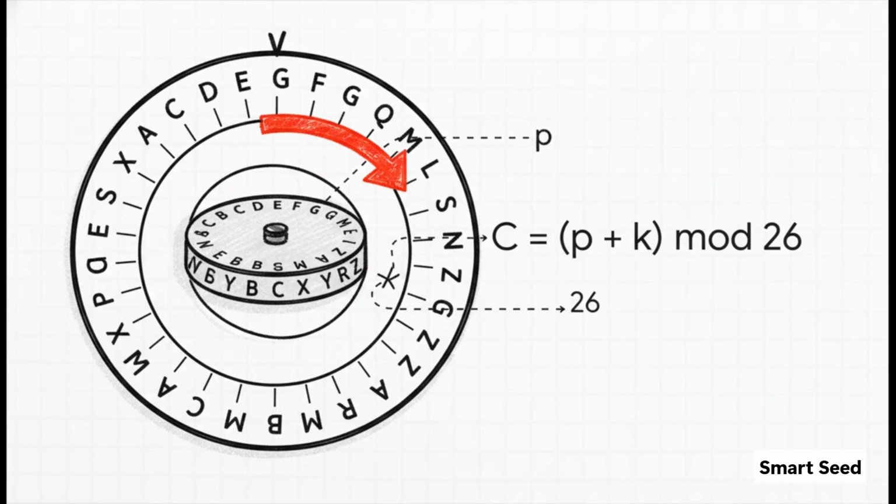And that cool little wraparound trick? It can be described with this simple formula. Your new ciphertext letter, C, is just your original plaintext letter, P, plus the key K, mod 26. And that mod 26 bit is just the mathy way of saying, when you hit the 26th letter, wrap around to the beginning. That's the little engine that makes the whole thing work.